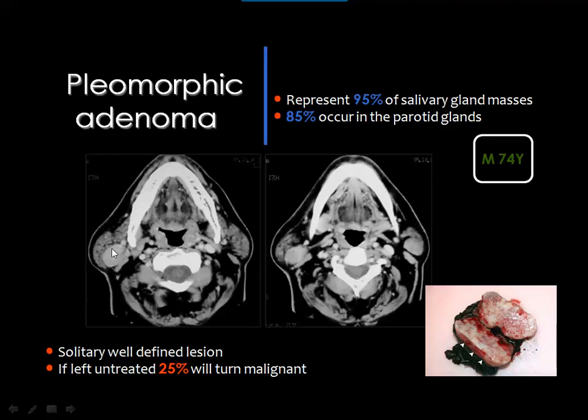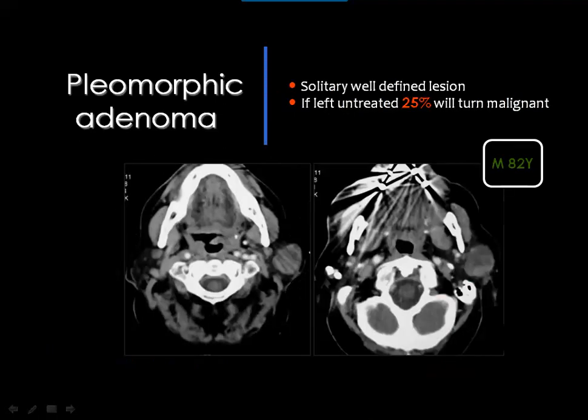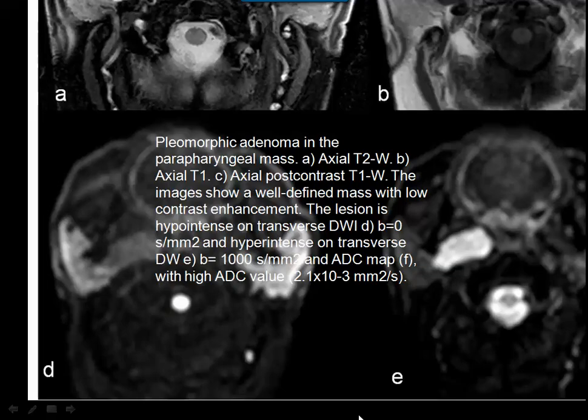There is a well-defined homogeneously enhancing lesion on the right side and another smaller well-defined homogeneously enhancing lesion on the left side. And this is the pleomorphic adenoma, a well-defined homogeneously enhanced lesion in the superficial lobe of the left parotid gland. And you remember, if this lesion is not removed, it may turn malignant in about 25% of cases.